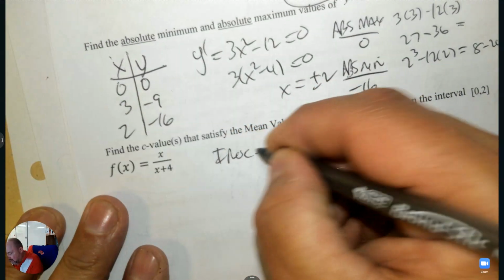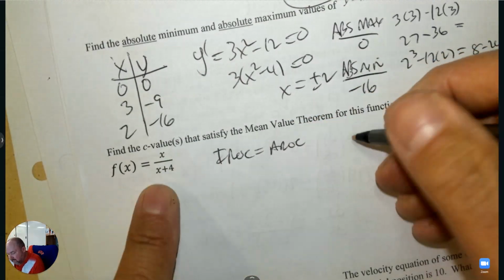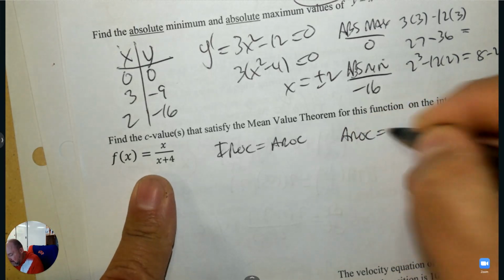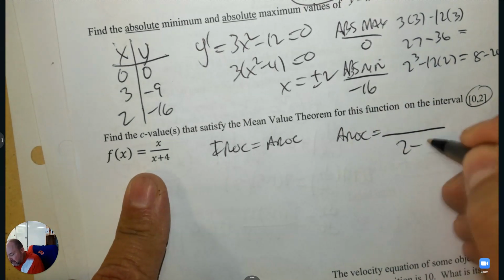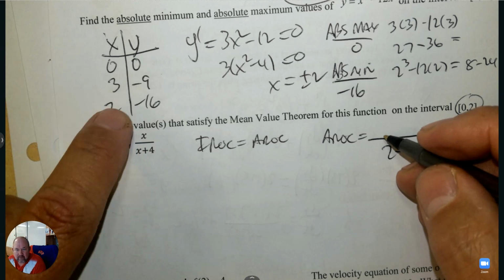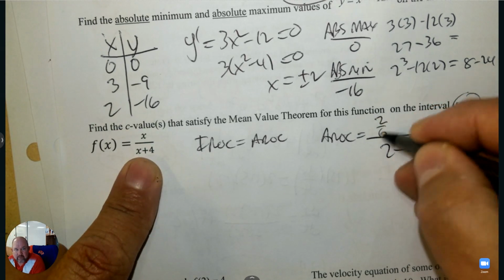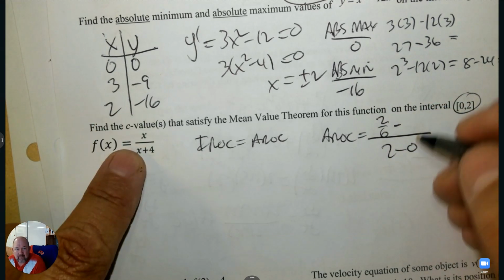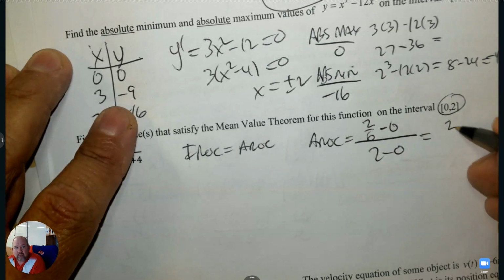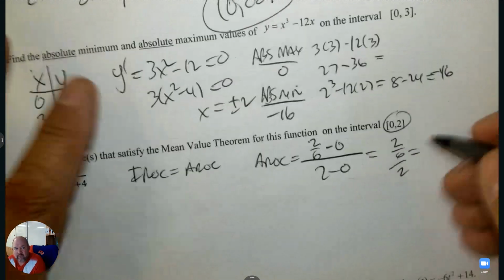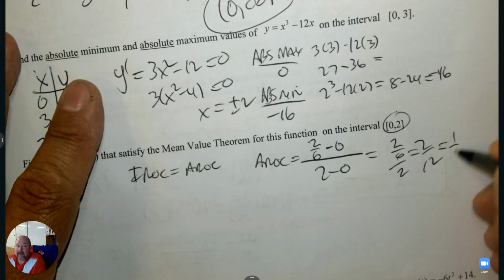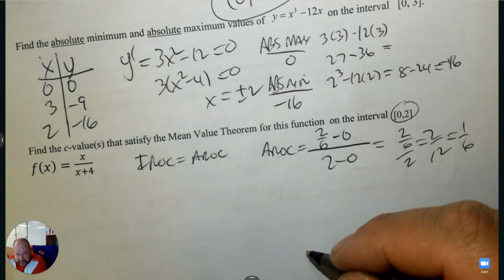All right, mean value theorem is when instantaneous rate of change equals average rate of change. So if I want the average rate of change from 0 to 2, that's 2 take away 0. Plug in 2, and it's 2/6. That's good enough for me. Minus plug in 0, and the answer is 0. So we have 2 over 6 divided by 2, which is 2 over 12. I can write that as 1/6 to make it easier.